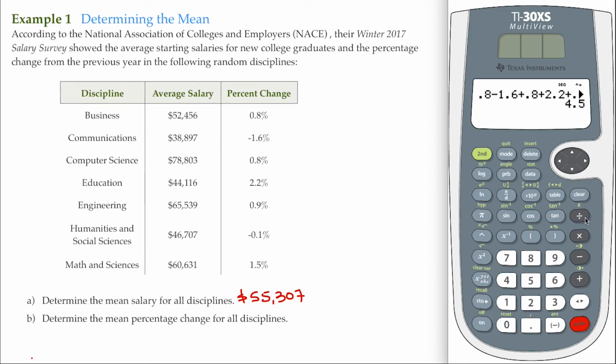Again, I'm just going to hit the division key. Again, it's just going to divide the last answer that popped up, which was 4.5. So we divide that. Again, there's 7. Divide that by 7. And we have an average percentage change of, and we're just going to round this, I'm going to say approximately 0.64%. And there we have it.